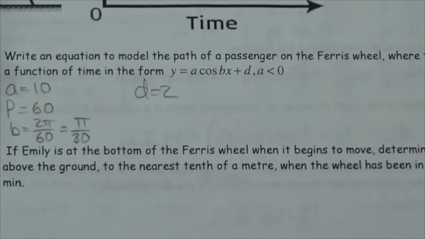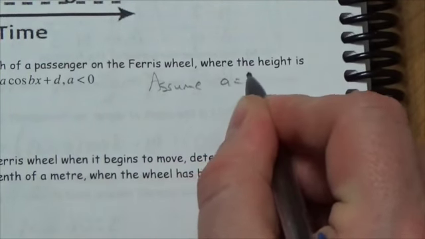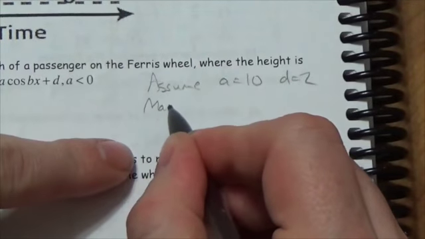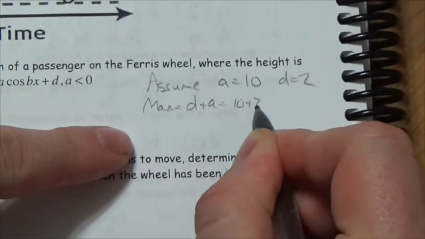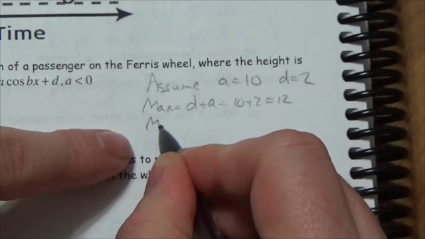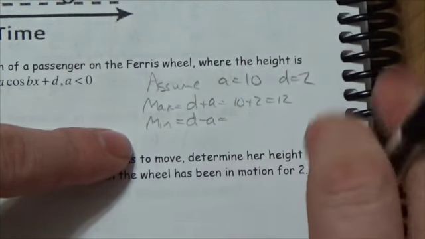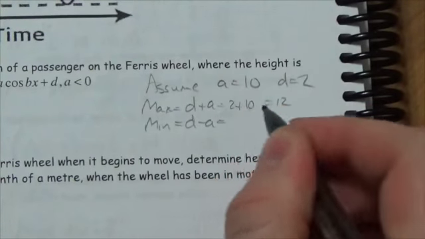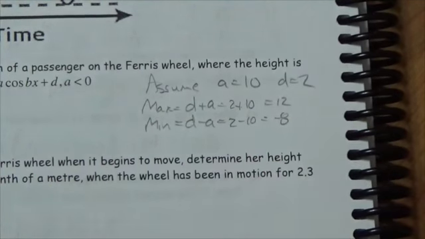Okay, let's just think that through logically. So let's assume A is equal to 10 and D is equal to 2. If that's the case, then the maximum value that we get to is going to be D plus A, or 2 plus 10, which is 12. Not a problem. But the minimum is going to be D minus A, sorry, I got that backwards, I should have written it in this order. In this case, this is going to be 2 minus 10, or negative 8.